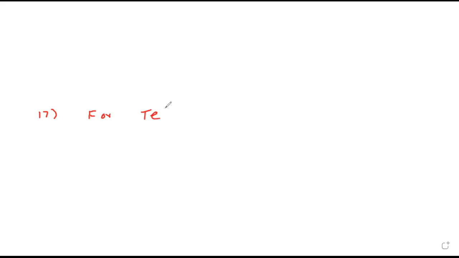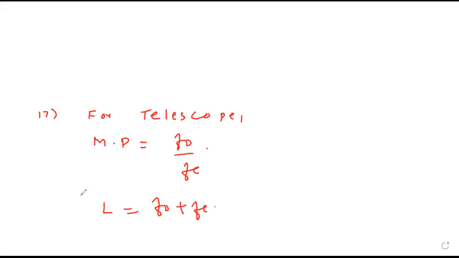For a telescope, magnifying power equals f0 upon fe. Length of telescope is f0 plus fe.